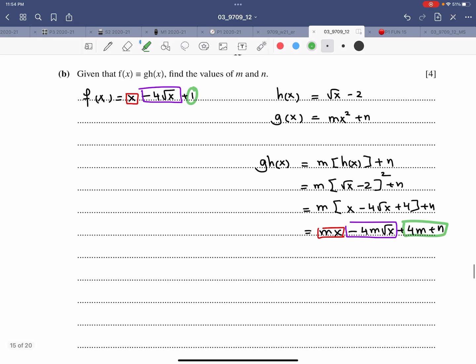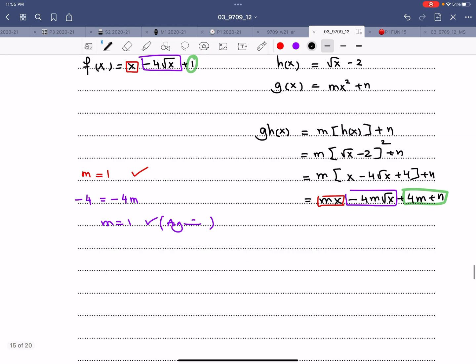So first of all, when I do this as red, therefore m comes out to be 1. That is straightforward. Then let's move to the purple. Minus 4 is equals to minus 4m. So again minus 4 is minus 4 into m, so again m comes out to be 1. So as such you don't need this one. And last but not the least, 1 is equals to 4m plus n. 1 is equals to 4 into 1 plus n. Therefore n comes out to be negative 3. So that is the answer for this particular part.